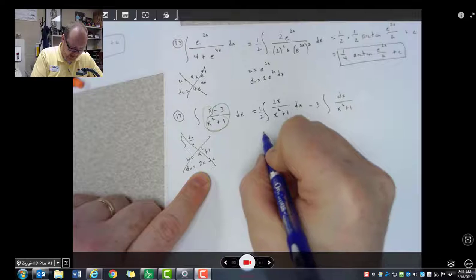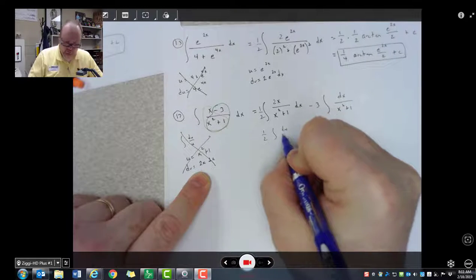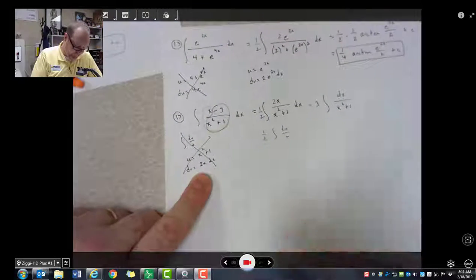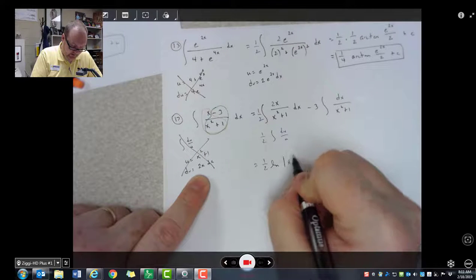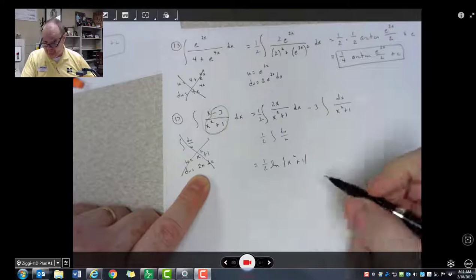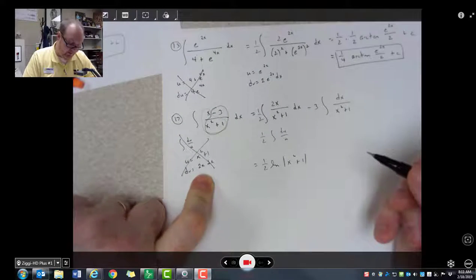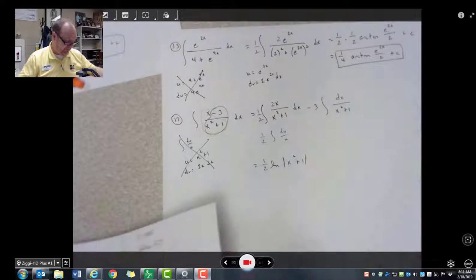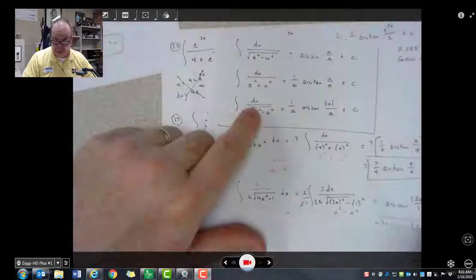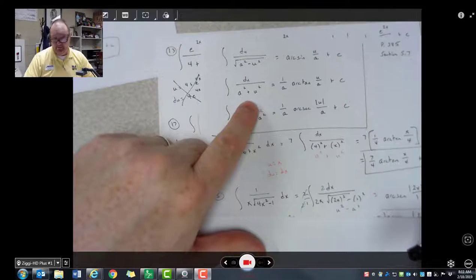So that looks exactly like du over u, and I can integrate that into 1/2 natural log of x squared plus 1, plus a constant. I'll just hang on to that constant for a moment. And then over here, that looks a lot like this arctangent formula. So let me see if I can manipulate that and get it to look like that.